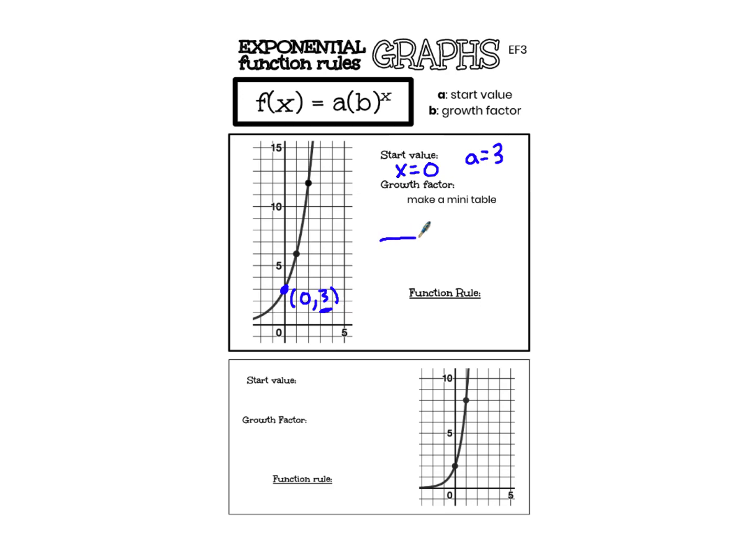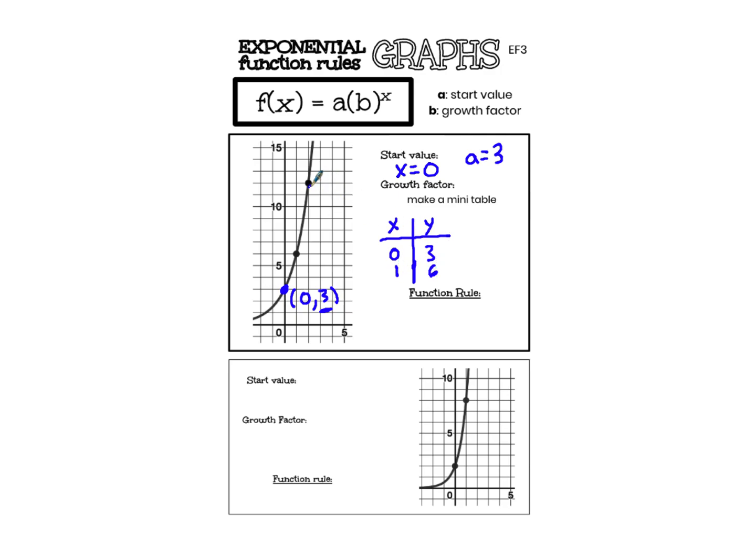A really great strategy is to make a mini table. So go ahead and translate the information given in the graph to a table. I'm going to start with the easiest point that I'm given: 0, 3, the y-intercept. And then I'm given another point. When x is 1, y is 6.